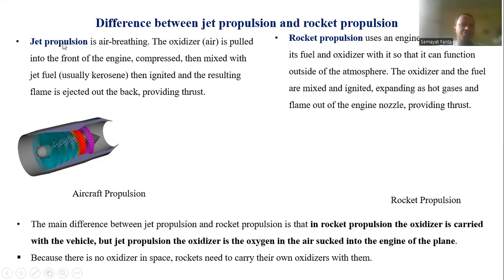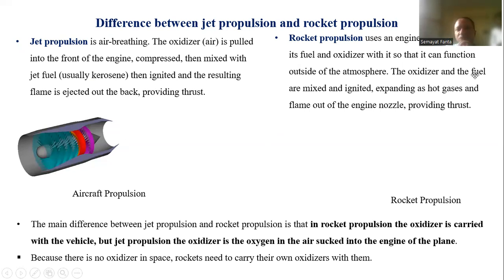In the case of jet propulsion, which is an air-breathing system, the oxidizer, or air, is pulled into the front of the engine and compressed, then mixed with the fuel, which can be kerosene or another fuel. It is ignited, and the resulting flame is ejected out, which provides thrust to the aircraft. So that is the jet propulsion system.